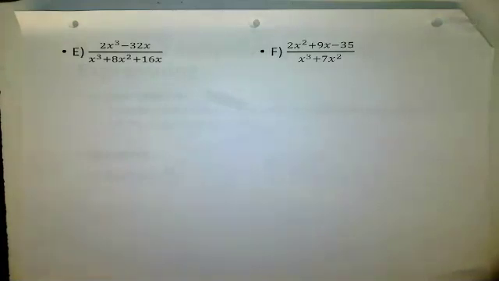These look more complicated, but yeah. These are the last ones. 2x cubed minus 32x, all divided by x cubed plus 8x squared plus 16x.